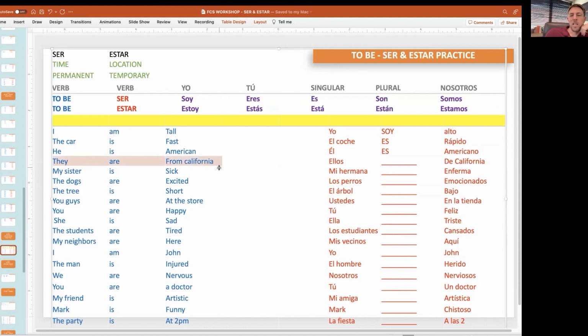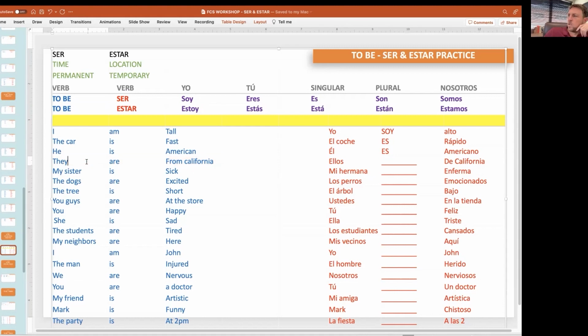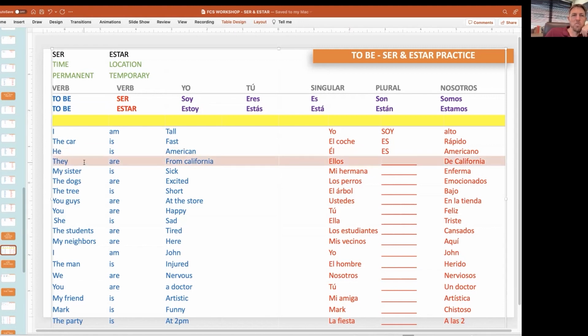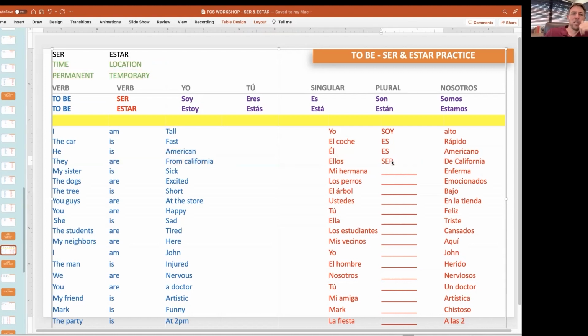Next one. They are from California. All right. This might be a good, tricky one. Is it time or location? A lot of people are going to say it's location, but it's not. Because you're not in California, you're from there. It's a permanent characteristic about you. It's not where you're located. You are not located in California. You're from there. So it's not time or location. It's permanent. I am always going to be from California. So it's ser.